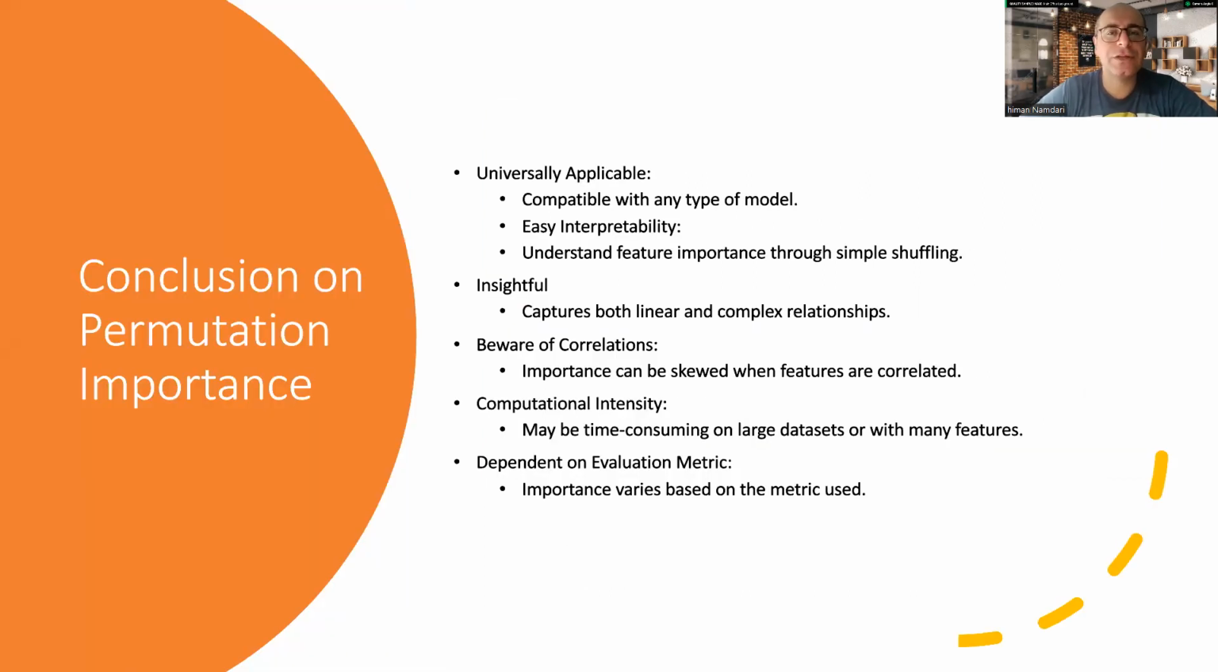But the conclusion about permutation importance is that it's universally applicable, so you can work with any type of model. It's an insightful approach because it can capture both linear and complex relationships. You should also consider the correlation of your data, as I mentioned before, and it's computationally intensive and dependent on your evaluation metrics. So this is what we want to know about permutation importance.